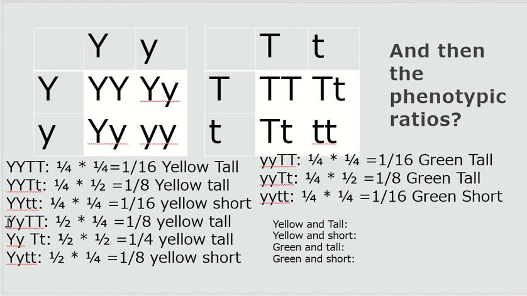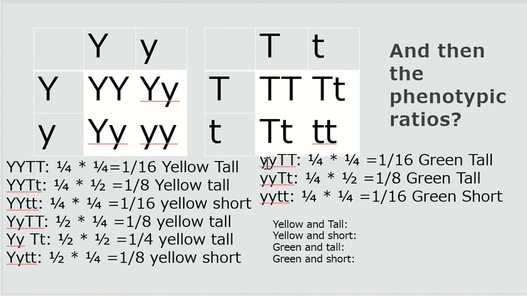This one is heterozygous for seed pod color, homozygous for plant height, homozygous dominant. It's going to have both dominant traits. Its phenotype is going to be yellow and tall. This one is heterozygous for both traits, so it's going to have the dominant trait and its phenotype for both traits, yellow and tall. Here again, we have the recessive trait for plant height, but heterozygous for seed pod color, it's going to be yellow and short.